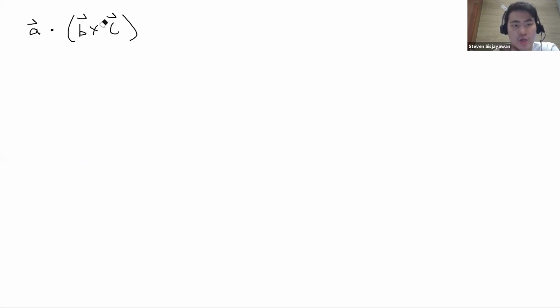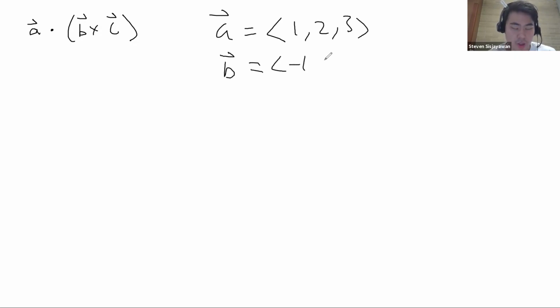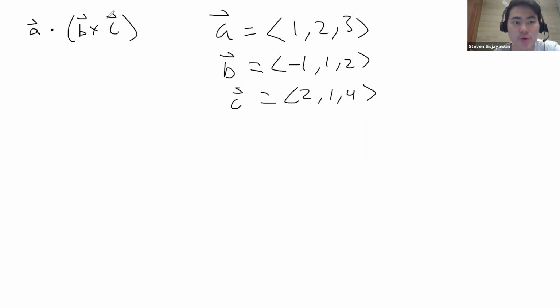So let me introduce three vectors. I should go over one example. Let's go with A as 1, 2, 3, B as -1, 1, 2, and C as 2, 1, 4. So one way of doing this is to take the cross product of B and C and then take the dot product of that. That is valid, but another way of doing this is to follow that 3 by 3 determinant: 1, 2, 3, -1, 1, 2, and 2, 1, 4.